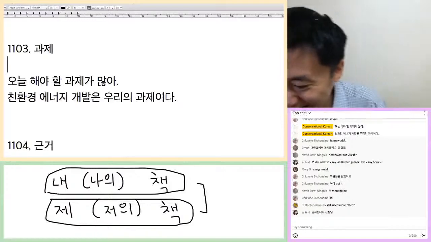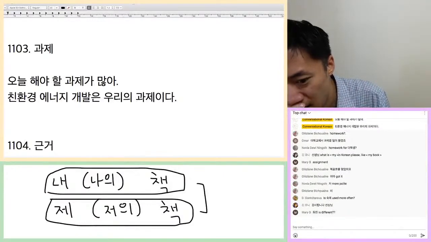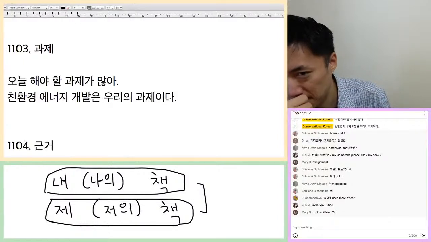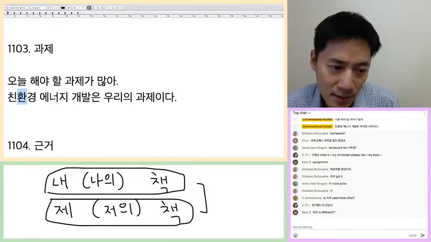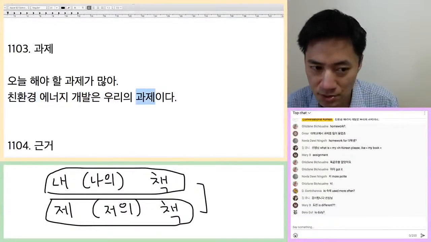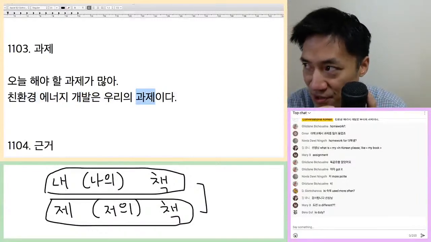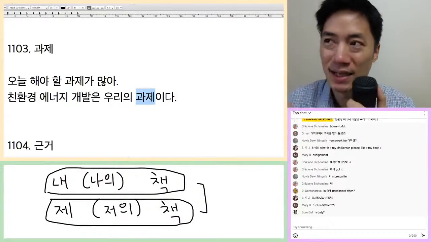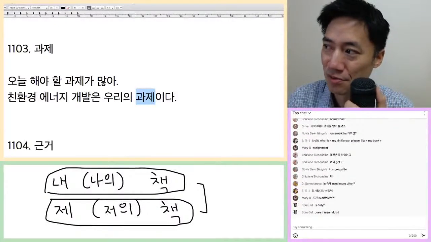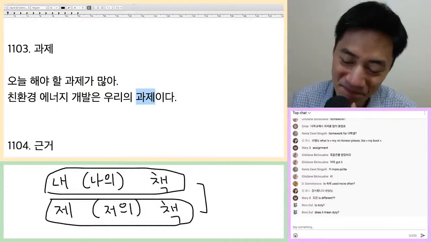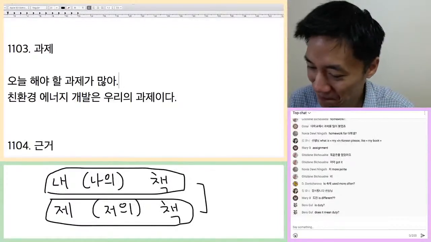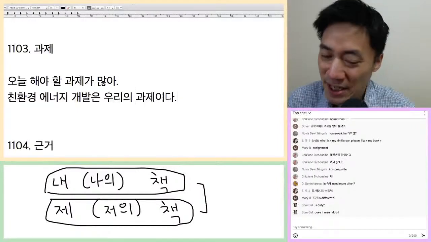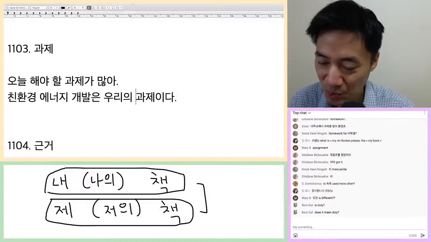Is 숙제 used more often? Personally, yes, and more often for younger, elementary school students. In this case, 친환경 에너지 개발은 우리의 숙제이다 is fine to use. 숙제 and 과제 are usually interchangeable in almost every case, just the nuance differs. 과제 sounds heavier in a way. That's the only difference I can say for now. It can be like duty, but anyway, more like a problem we have to solve.